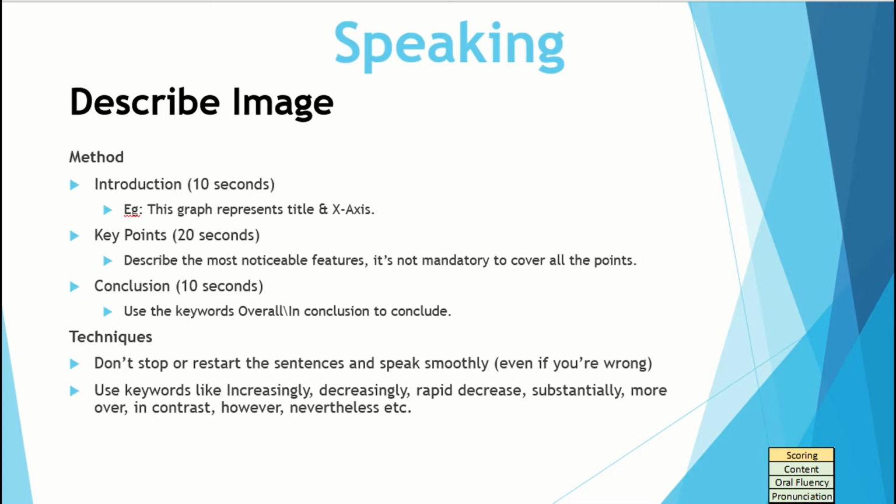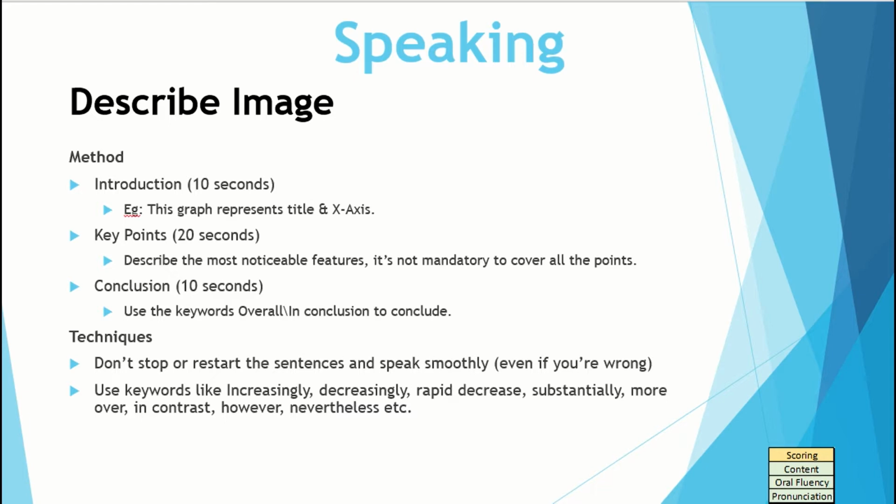Remember, here are some of the techniques that you need to follow to get full marks with describe image. Make sure that you do not stop or restart your sentences. Just make sure you're speaking smoothly. Doesn't matter even if you're wrong. Right, even if you fumble, even if you're wrong, it's completely okay. Just make sure you're speaking smoothly. You could use keywords like increasingly, decreasingly, rapid increase, substantially, moreover, in contrast, however, nevertheless, etc. You could probably make a note of all these keywords that I've mentioned here. It will help you in describing images in a better way.